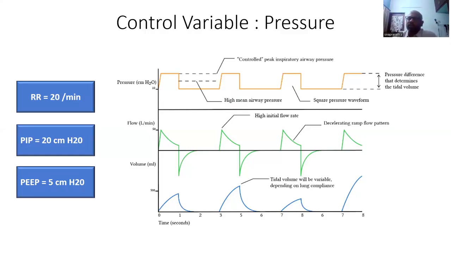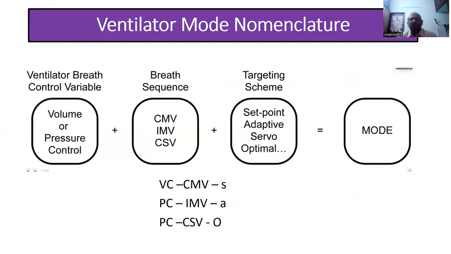This is similar to spontaneous respiration, where if you take a spontaneous breath, the pressure pattern is sinusoidal, that is, it rises up and goes down, whereas the flow is always in a decelerating pattern. That is why whenever you have higher modes, a pressure control variable, either pressure control or pressure support, is used because it is more physiological. It gives more patient comfort during ventilation.